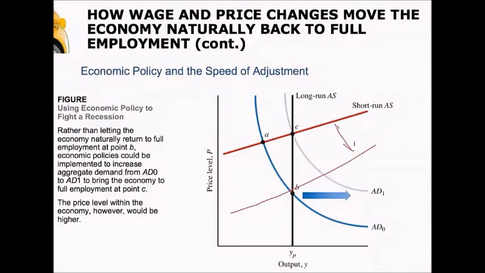So in either case, we get back to potential output and the unemployment rate back to the natural rate of unemployment. The question is the speed of adjustment. If you think the automatic adjustment is going to take a long time, well, then you would be an advocate for active policy. If you think the adjustment is very fast and very quick, well, then you might say, let's do nothing and let's let the economy take care of itself.